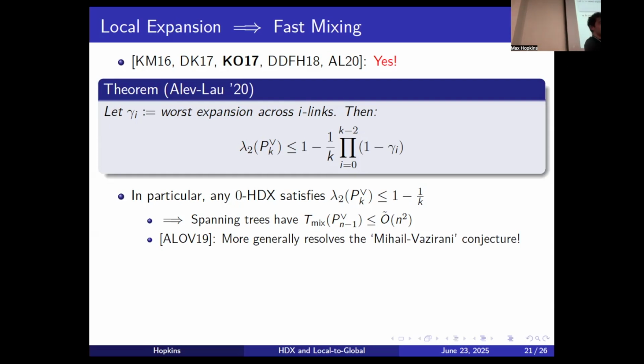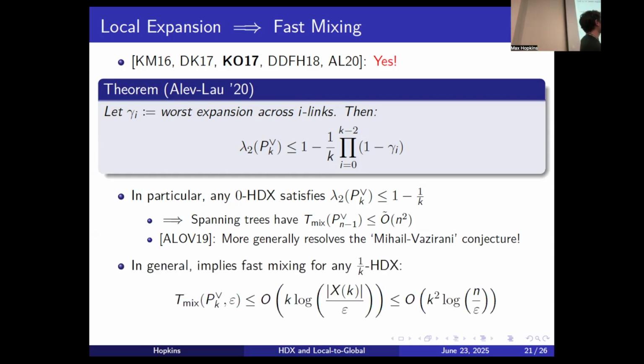And perhaps more amazing than this is that spanning trees are really a very special example of the sort of thing that this can handle. It turns out that, more generally, a generalization of spanning trees called matroid bases are also 0 local spectral expanders. And this ended up resolving a long-standing open conjecture on the mixing of matroid bases called the Mihail-Vazirani conjecture. I won't go too deeply into it, but it's just to say that this is a very powerful machinery, even though it looks so simple.